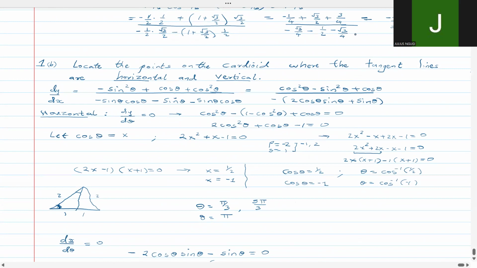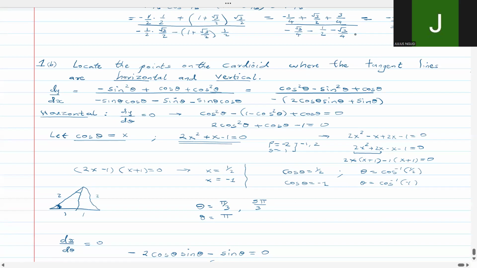And then we have cosine squared of theta minus sine squared of theta plus cosine of theta equals 0. But we know that sine squared of theta has a relation with cosine squared of theta: sine squared of theta equals 1 minus cosine squared of theta. And then we simplify to have 2 cosine squared of theta plus cosine of theta minus 1 equals 0. And this is a quadratic equation. If we let cosine of theta equal x, we have this quadratic expression in terms of x.